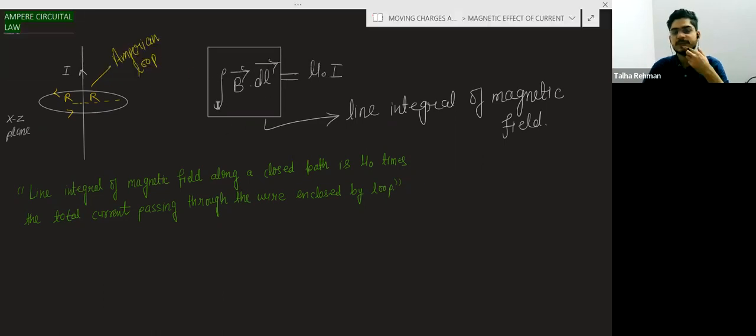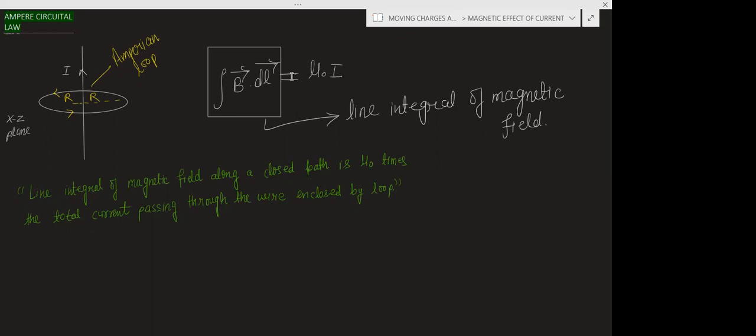Take a screenshot of this, but you should remember this thing: the line integral of magnetic field. This thing will be used again and again. And for the straight wire, you will always choose the circular loop.